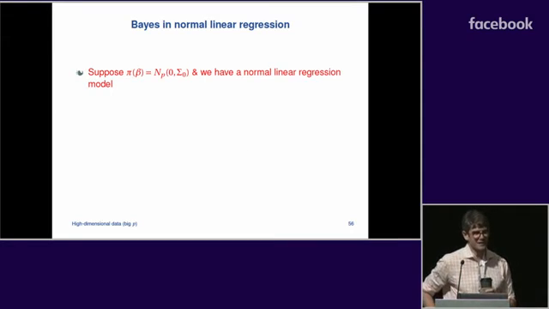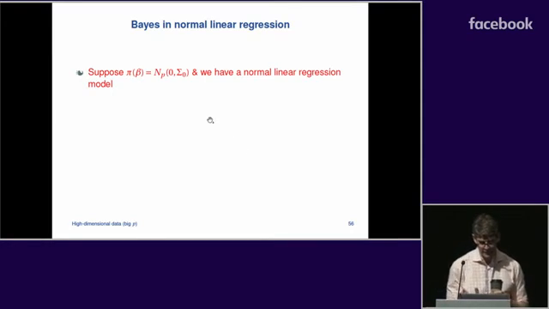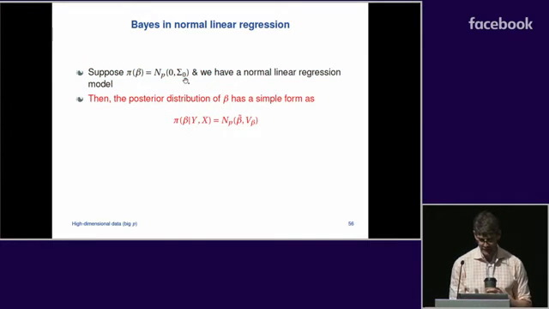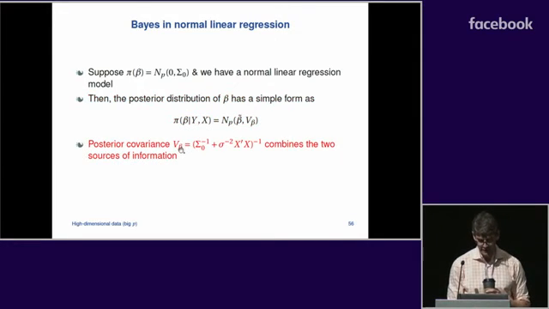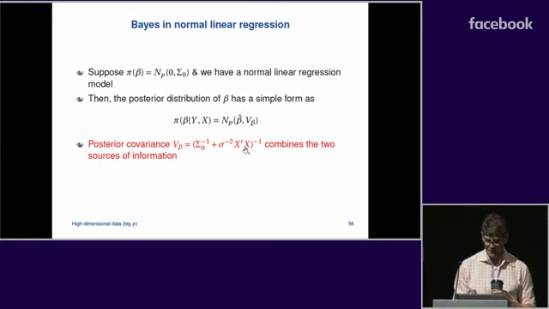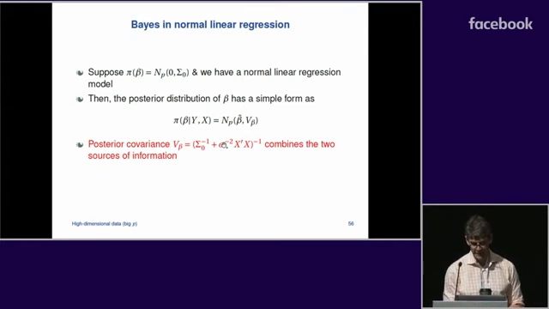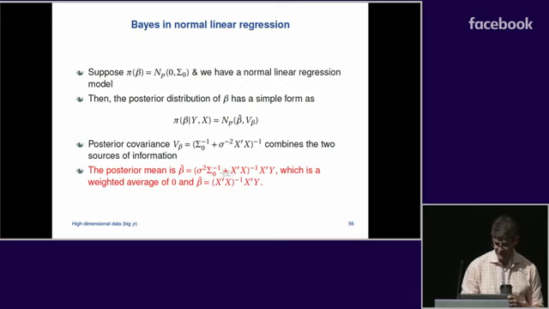If we have a normal linear regression model and we choose a Gaussian prior, then we have conjugacy, and we can just write down the posterior distribution of beta in this simple form. It's just a Gaussian distribution, and the posterior covariance has a part that contains information in the prior and a part that contains information in the likelihood. It combines those two sources of information, shrinking back the MLE towards zero. It's a type of shrinkage estimator. That's shown in the posterior mean.